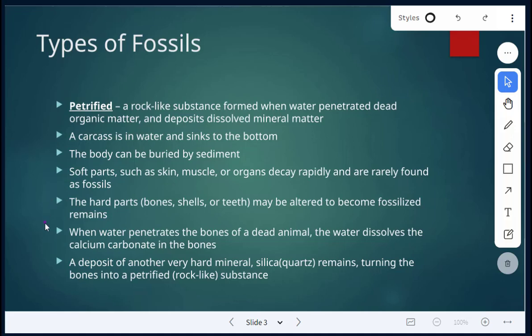When water penetrates the bones of a dead animal, that water will dissolve the calcium carbonate in the bones, and then another hard material like silica or quartz will deposit. So a deposit of another very hard mineral like silica and quartz remains, turning the bones into a petrified rock-like substance.